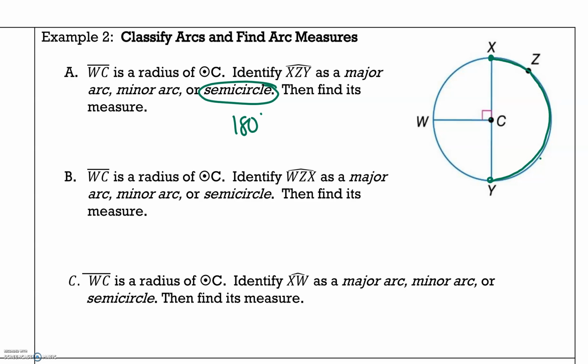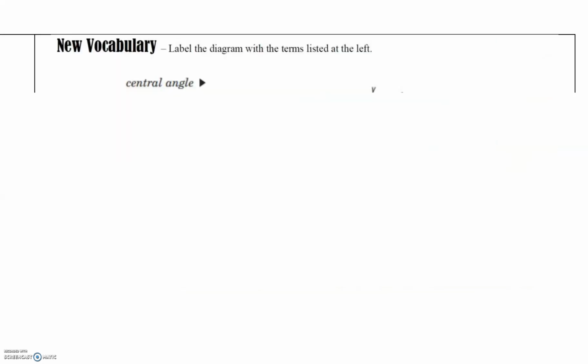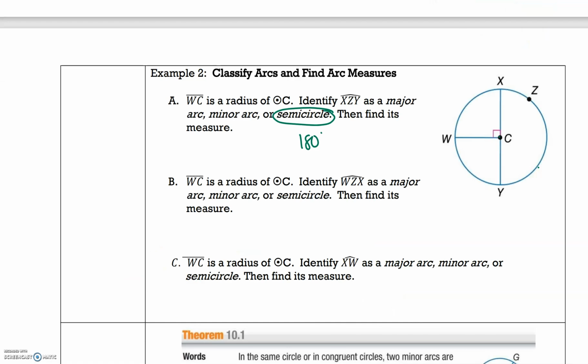All right, so on the next one, we have going from W, then Z, then X. So this whole outside area all the way here, except for this one, which we know is 90. So we know this is a major arc. And we're going to take 360 minus the 90 to get what's left, and that would be 270 degrees.